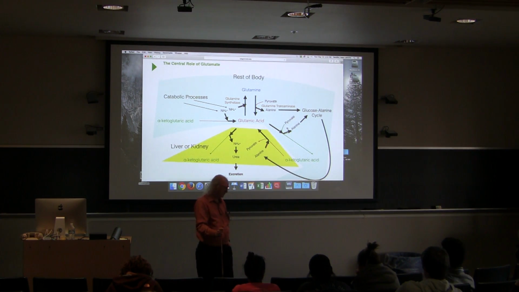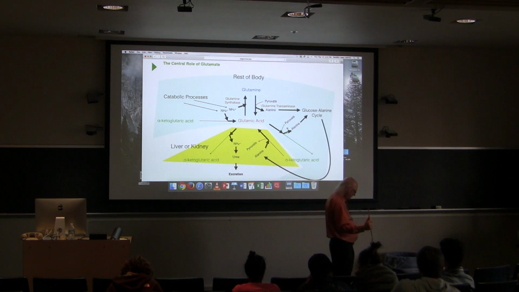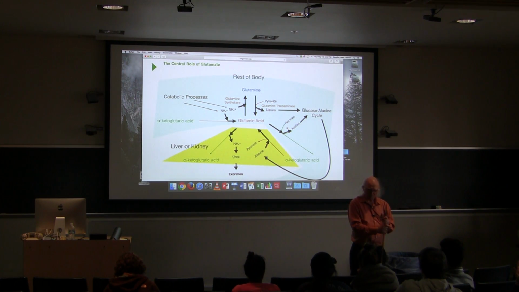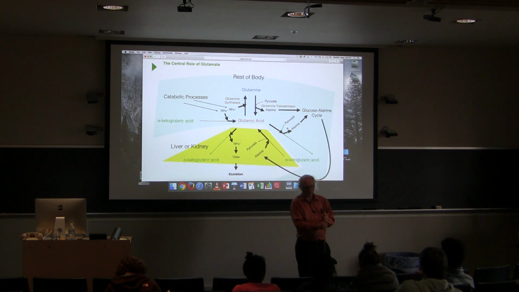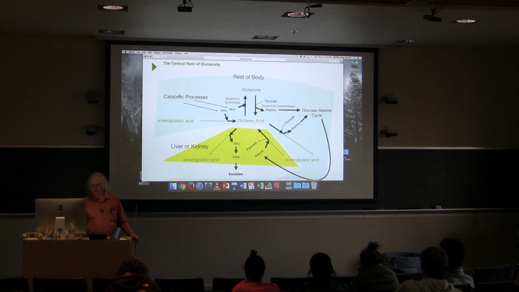Yes? To clarify, is the iron response element in the mRNA for both, to translate to both ferritin and transferrin? I'm not sure I understand the question. So the iron response element is involved in the translation of ferritin and transferrin. Well, no. So let's go to the iron response element. Let me show you that.